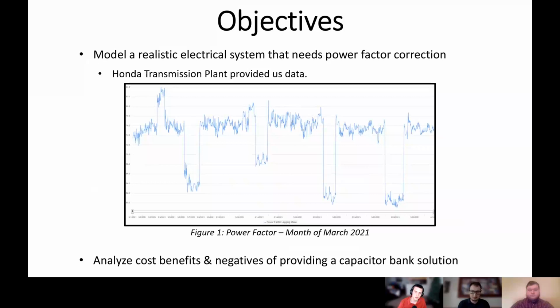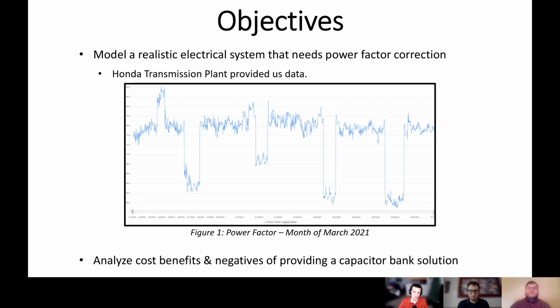We had two main objectives for our project. The first is to model a realistic electrical system that needs power factor correction. Honda transmission plant provided us data from one of their substations so that we could use it for our model. In figure 1, you can see the power factor for the month of March this year. You can see that the mean is roughly 75% power factor, the max about 84%, and 60% being the minimum. So by all means, this is not great power factor, as it is always below 85%.